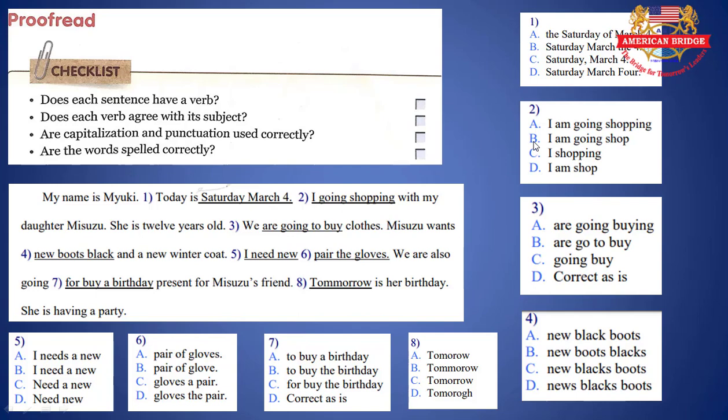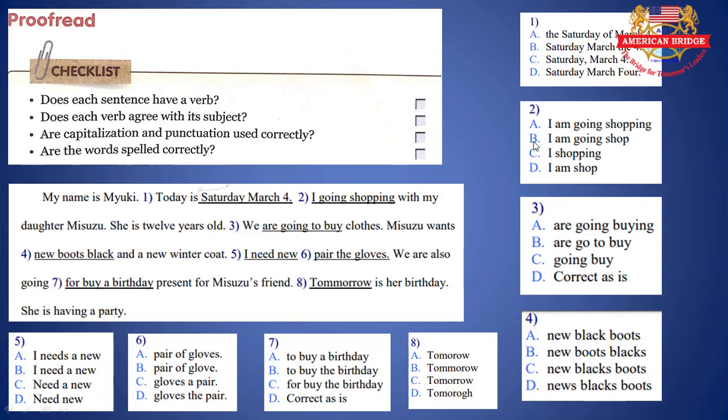So letter C is also wrong. Letter D, news blacks boot. This is news with S, blacks and boot. So B, C, and D are wrong. So the right answer is letter A. Let's check number 5, everyone.